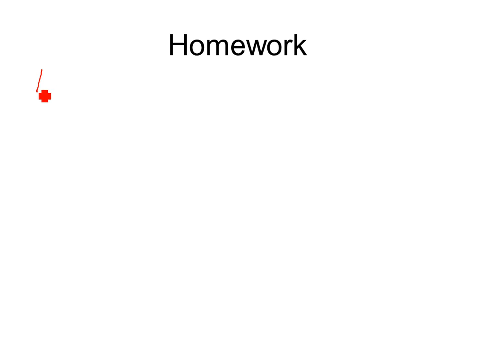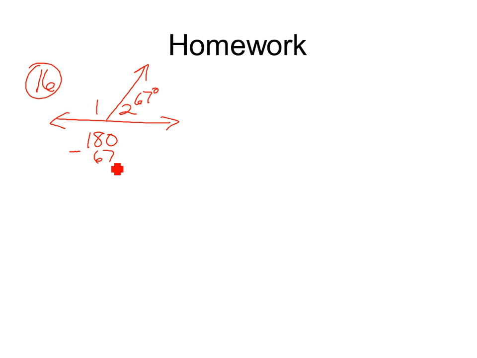Number 16. What kind of angles are 1 and 2? Supplementary. If angle 2 is 67 degrees, how do you find angle 1? Minus it from 180. Good. Take 180 minus 67. What do you get? 113. Is that right? You've got to borrow, right? It's 113.